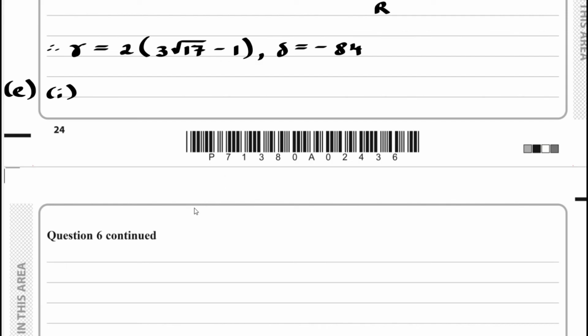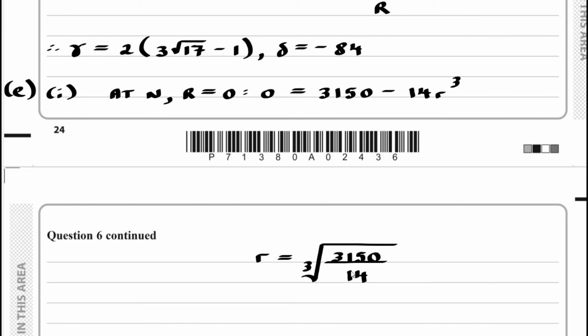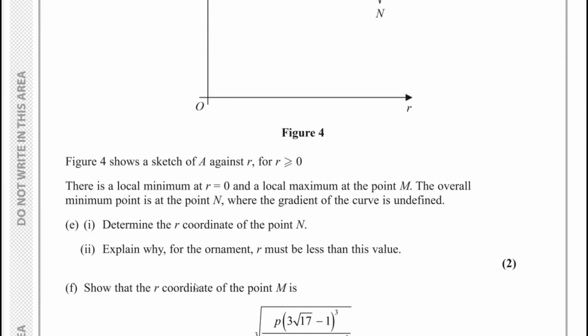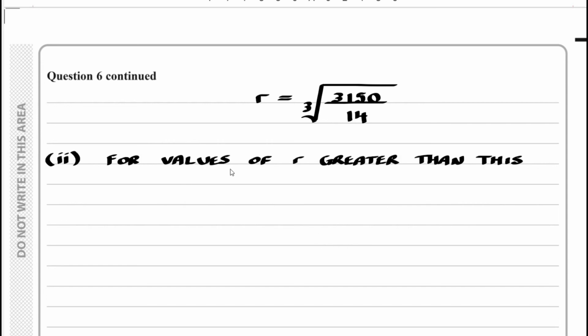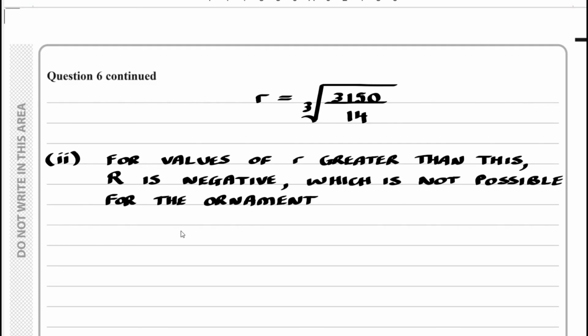Well, for the first part, at N, r is equal to 0. And if I set r equal to 0, I have 3150 subtract 14r cubed equals 0. And if I solve for r, r is equal to the cube root of 3150 over 14. We now have to explain why for the ornament r must be less than this value. Well, for values of r greater than this, r will be negative, which is not possible for the ornament.